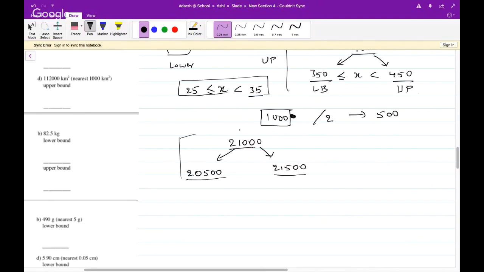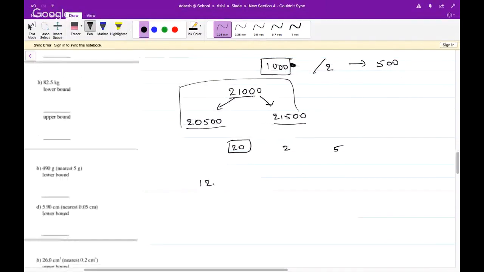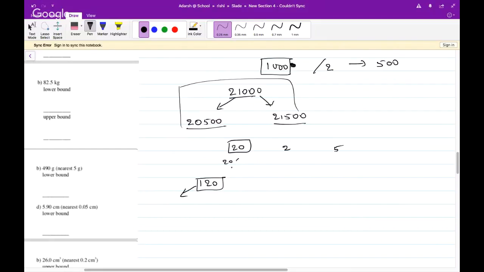Hope this clears everything. Suppose they can also round it to the nearest 20s, nearest 2s, nearest 5s. If they're rounding off to the nearest 20, the number would be something like 120, numbers which are divisible by 20. Again divide 20 by 2, which gets you 10. Subtract 10 from this and add 10 to this. So I'll get anything between 110 and 130. The lower bound is 110 and the upper bound is 130.